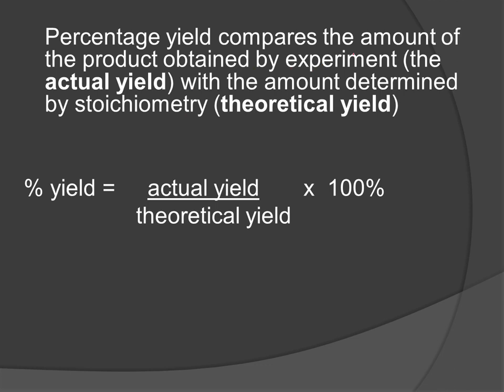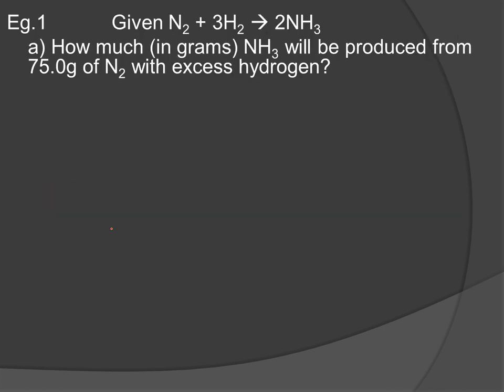Percentage yield compares the amount of the product obtained by experiment, the actual yield, with the amount determined by stoichiometry. So essentially we can compare how much we actually got to how much we could have theoretically gotten based on the math, and express that as a portion of a whole. We like to see it as a percentage, so we multiply it by 100, and that is called the percentage yield.